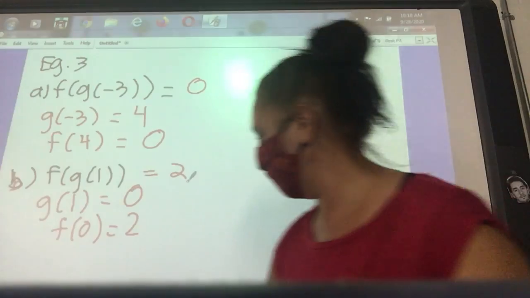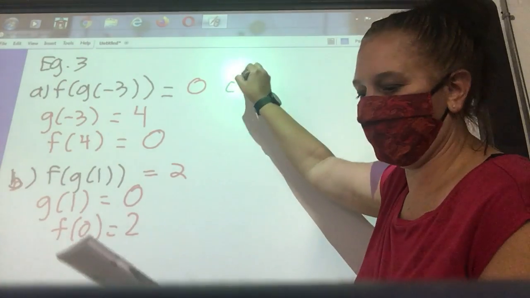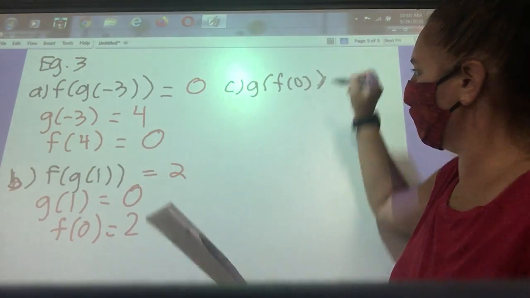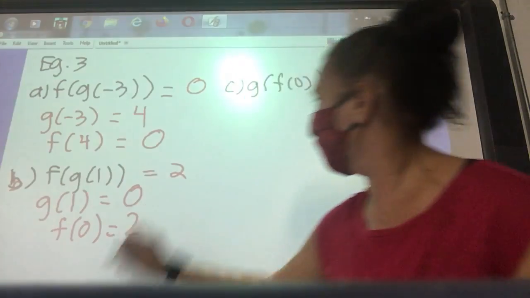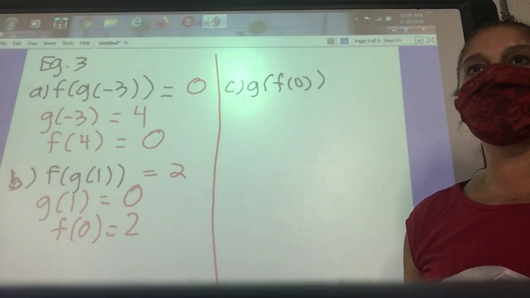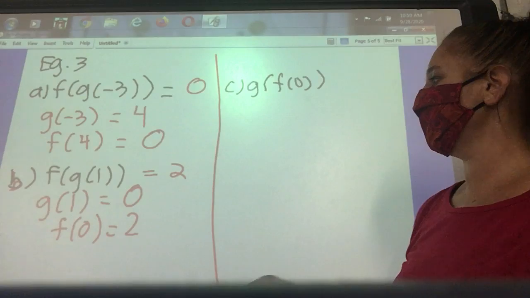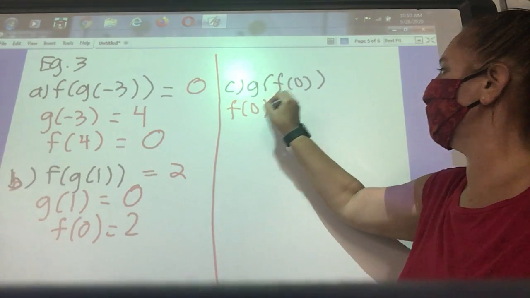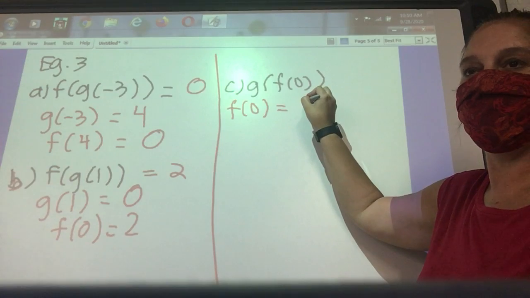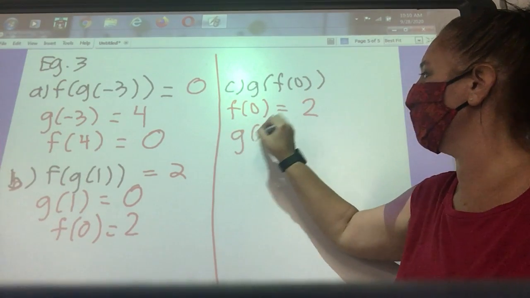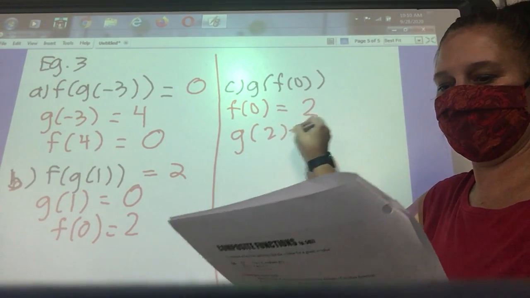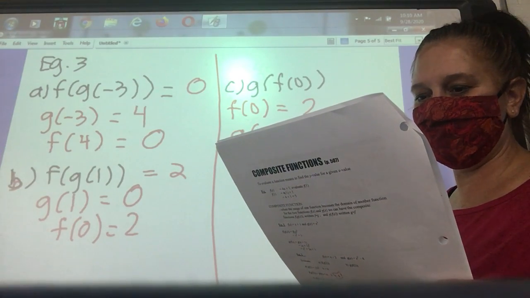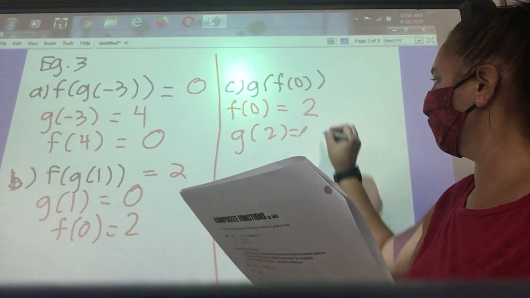Okay, I think I can fit the other 2 on this side. I don't think you can see here at home. Now we're doing g of f of 0. The first thing we solve for is f of 0. We always work inside out. We just did that. F of 0 is 2. Now we solve for g of 2, and g of 2 is 1.